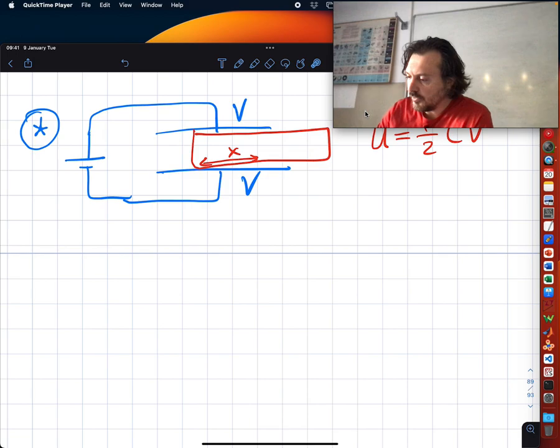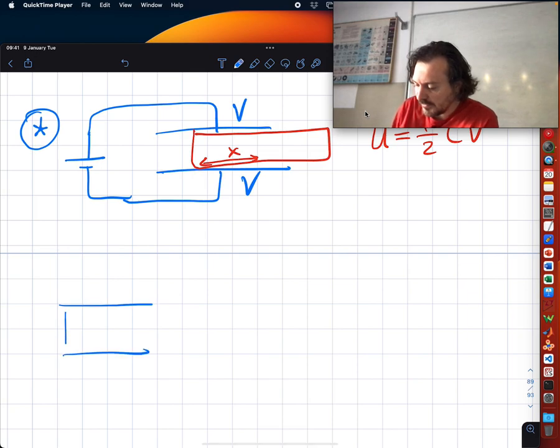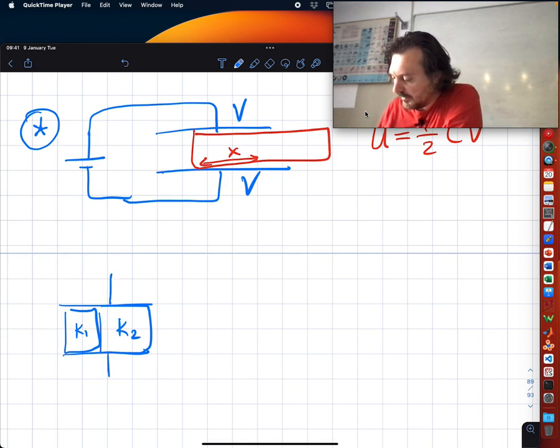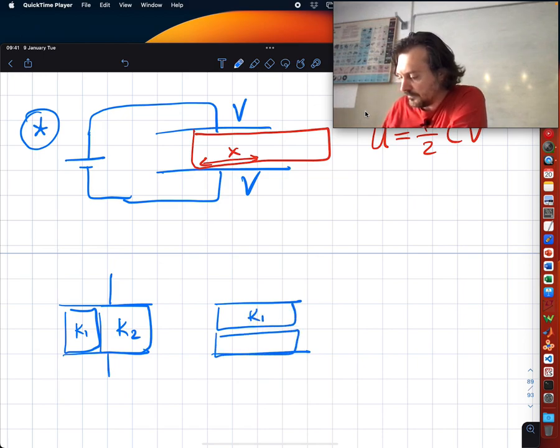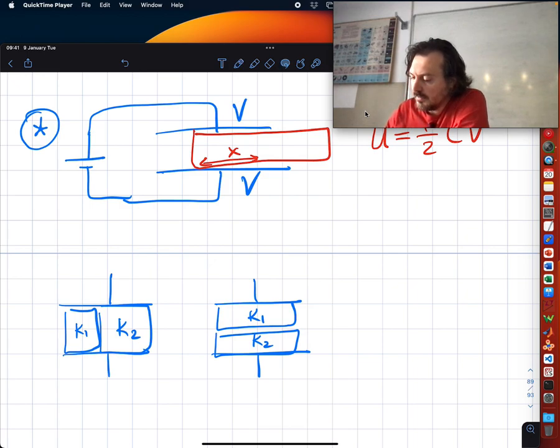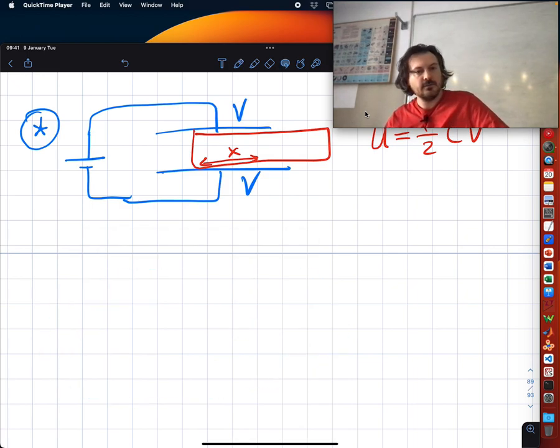Okay, very good question. So why did we take C1 and C2 to be parallel, right? You take C1 and C2 parallel when they are like this. Like, let's say K1, K2. Okay, then it's parallel, like this. This is parallel. And when they are like this, it's in series. Okay? Just bear with me a few more minutes.